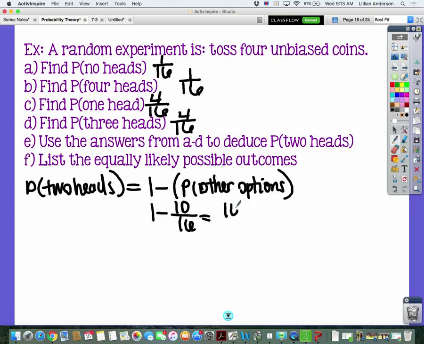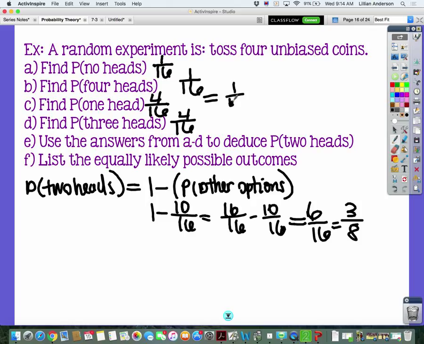And so when you get a common denominator of 16/16 minus 10/16, which is 6/16, or basically 3 out of 8. Okay? Now that's why I left them up here as 4 out of 16, because I knew later on that we were going to be using these answers, and it would have been a lot easier to work with if they're all in the same denominator.